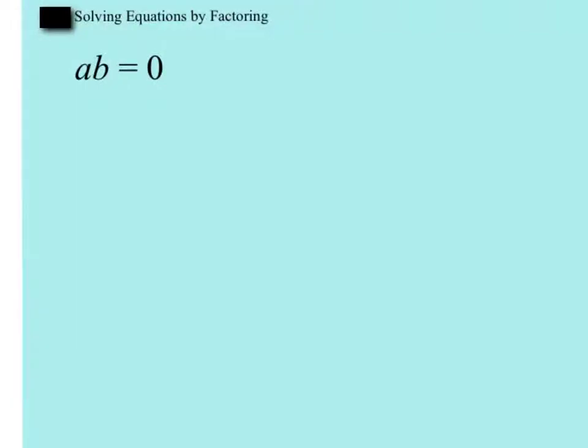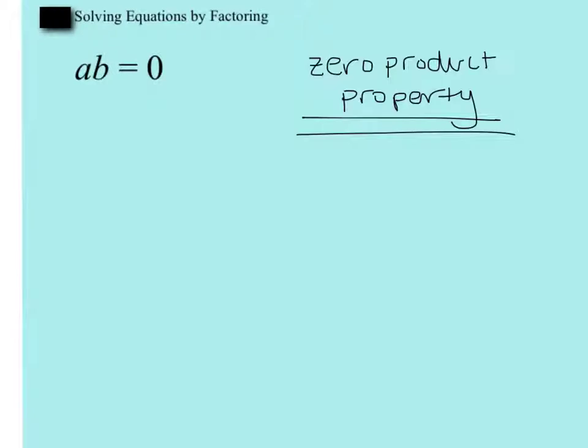This video discusses solving equations by factoring using something called the zero product property. This property is extremely important in algebra, and basically what it says is if I have a product, let's say A times B, and that product equals 0, then one of those two factors has to equal 0.